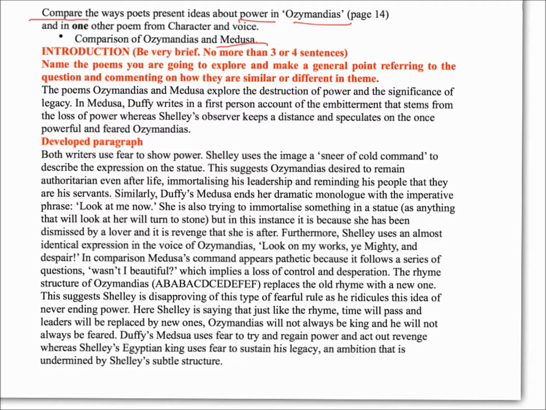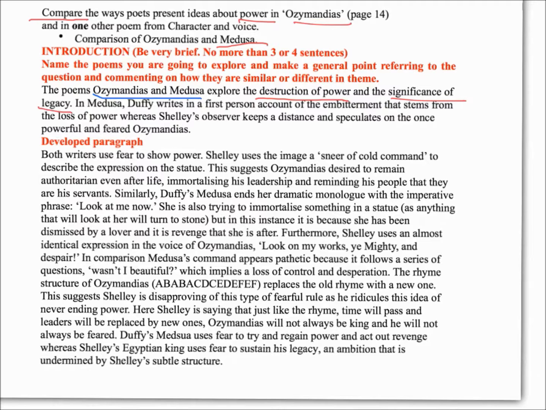I'm going to use blue to show where the comparative bits are, and pink where we're talking about language and themes. I can see straight away that we are comparing these poems because we have put them together, Ozymandias and Medusa. And I know that we are looking specifically at the destruction of power and the significance of legacy. This is a high quality first sentence because you have taken the theme and narrowed it down, specified it to exactly what you're going to explore. You're going to explore how power is destroyed and the significance of legacy, which in itself is a sophisticated idea.